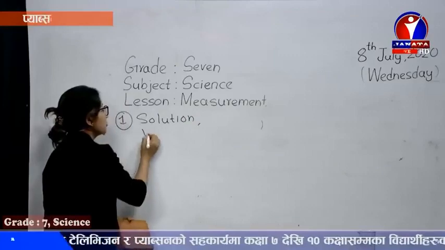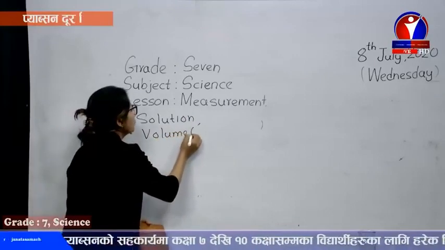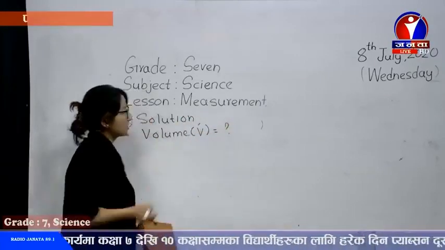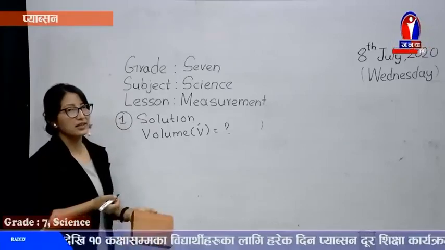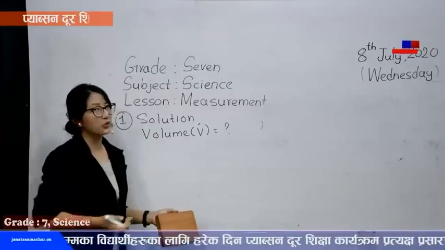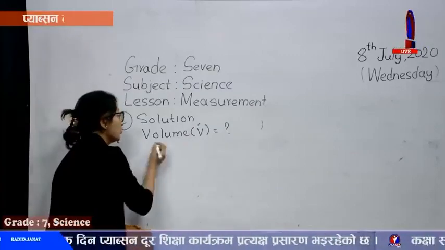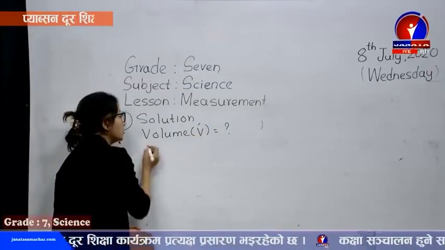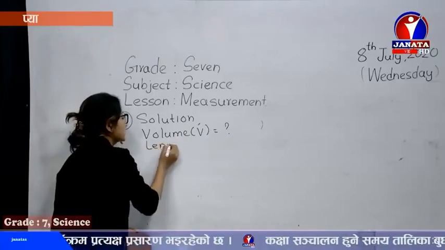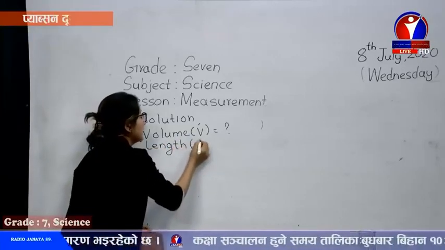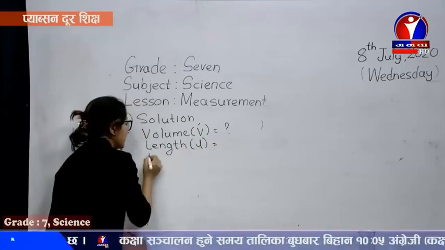Let's start the solution. First of all, we are going to calculate the volume V of the box. While solving numericals, let's make a habit of writing in a perfect format. The given things should be written very clearly. So we are going to calculate volume. It's what? Length of the box. I'll just write in short, length L, breadth B.